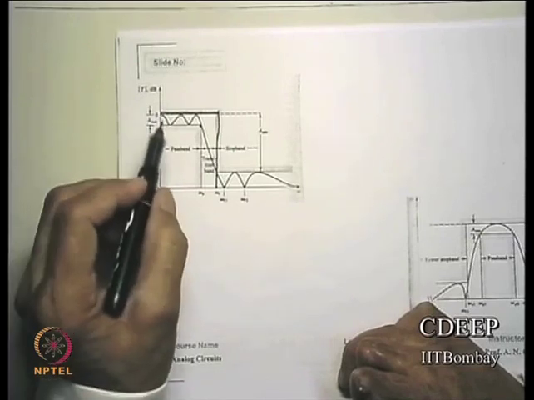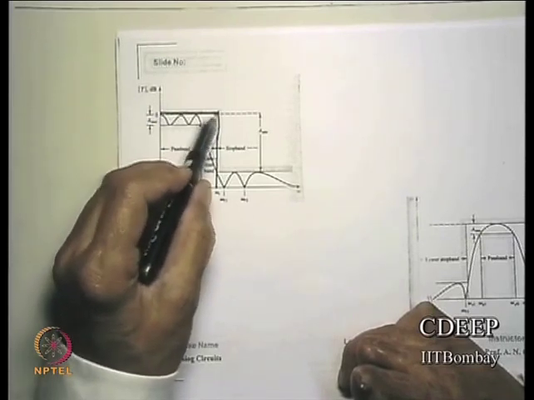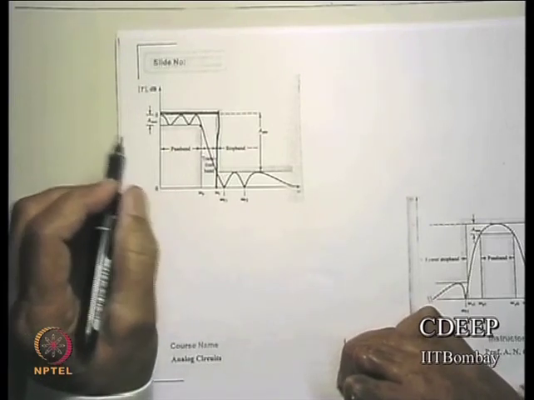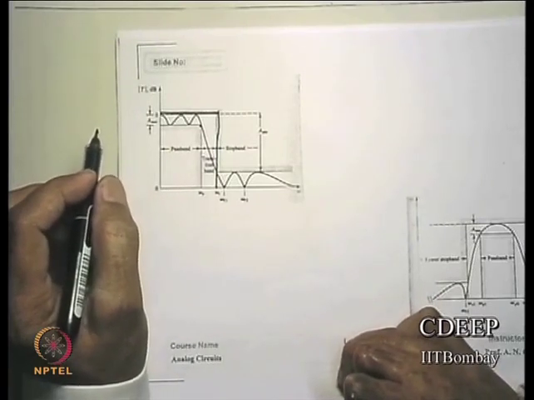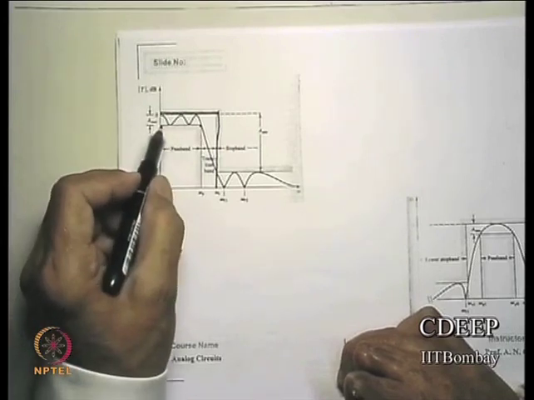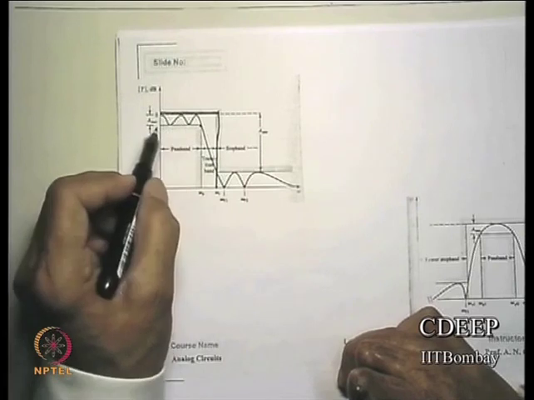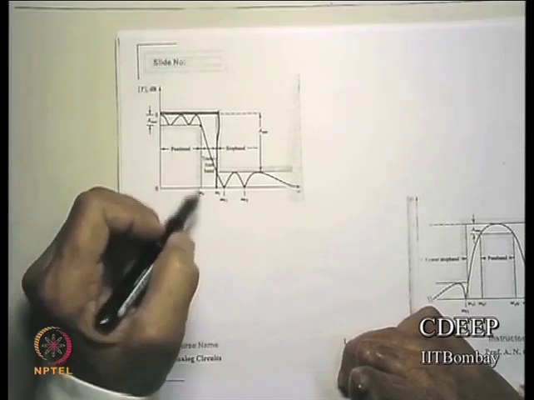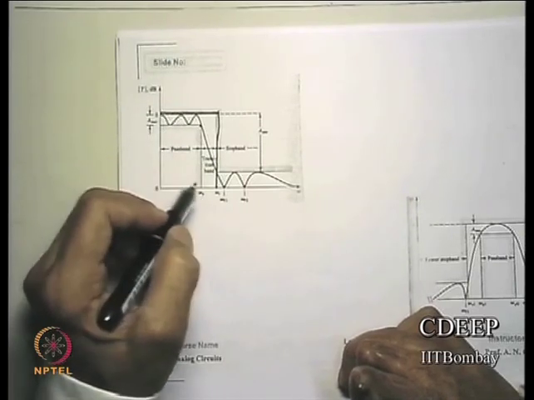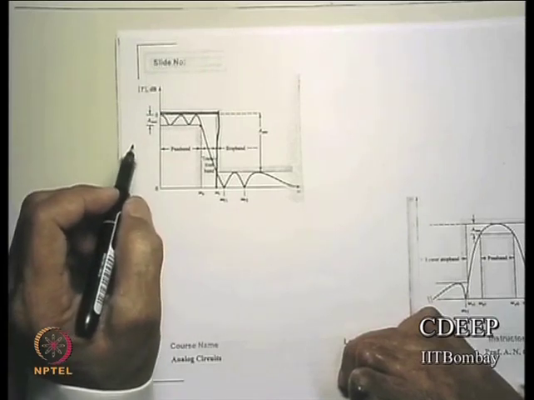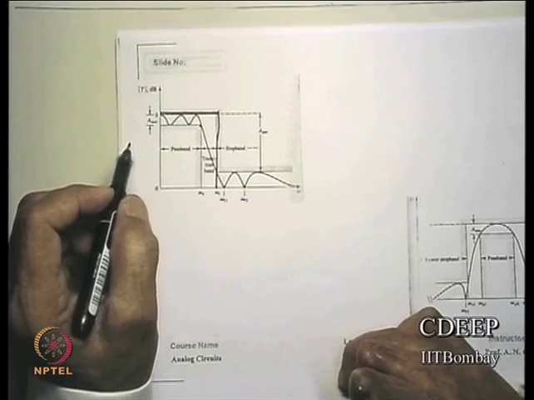Ideally what did we want? We want a flat response here and a sharp fall there. This is what a low pass filter was ideally asking for. What we are essentially getting is a fixed value plus ripple up to a frequency where the pole starts, and that band we call the pass band. That means where the transfer function is such that everything is passing.